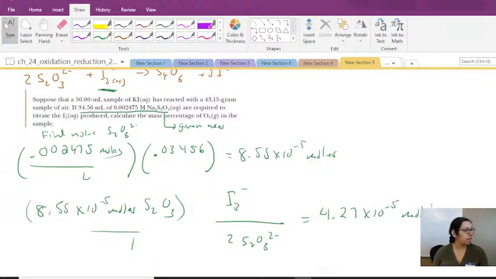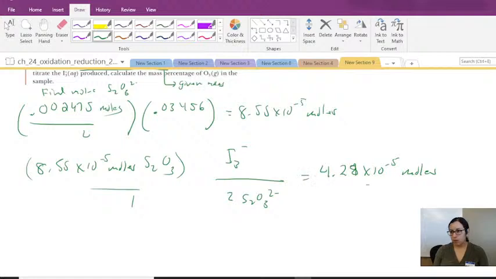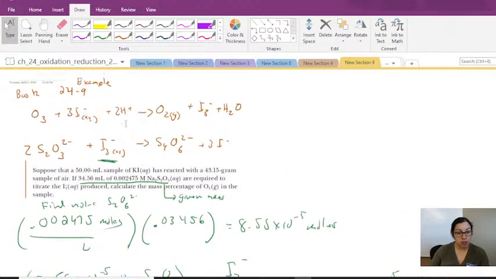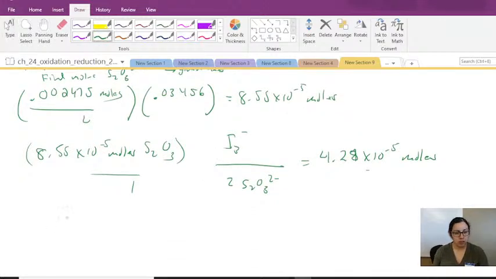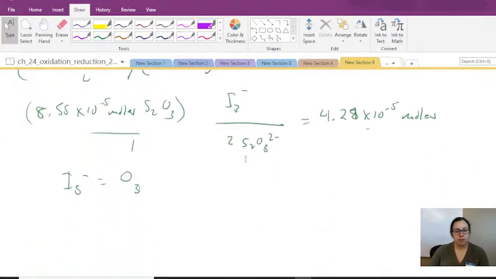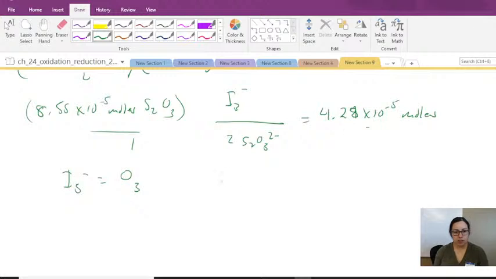4.27. If it's 4.275, should we round up to 4.28? Oh, yeah, I just wasn't paying too much attention. So 4.28 roughly moles. Try not to round till the end. And so that's a 1-to-1 ratio. So you can just say I3 is equal to ozone moles. Again, from our other equation. So that's why we needed both of them. And so we still have this many moles then of ozone.